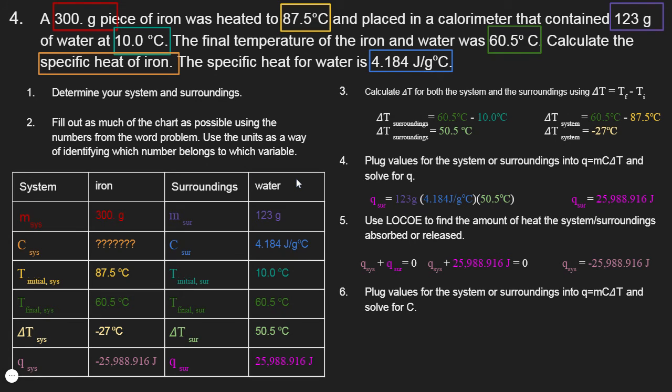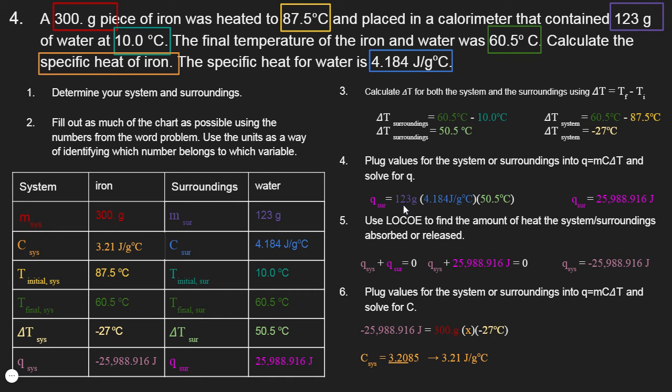So after we figured out the Q of the system, we're going to plug our values for system or surroundings into Q equals MCΔT and solve for C. We've already solved for everything for the surroundings, so we're going to be doing this for Q of the system. So Q of the system equals MCΔT. That would be negative 25,988.916 joules equals 300 grams times X, because we don't know what X is, times negative 27 degrees Celsius.